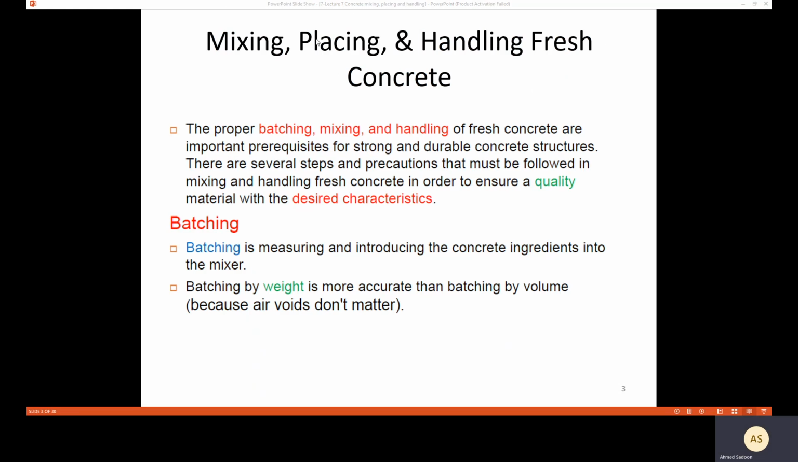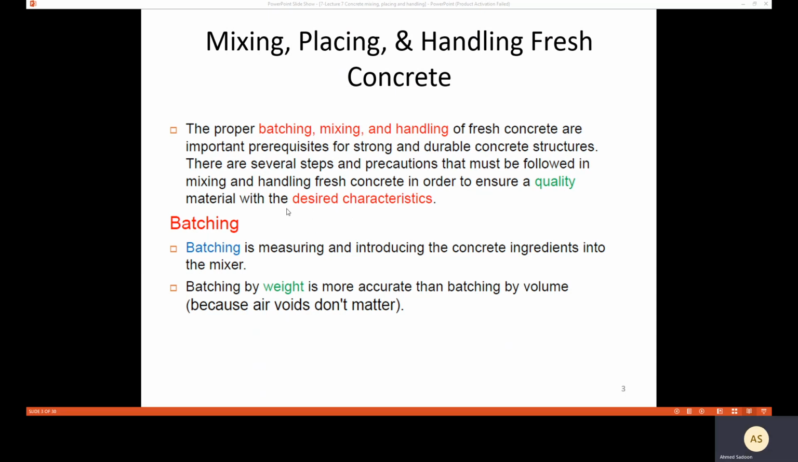So why are these processes important for us: mixing, placing, and handling of fresh concrete? Because proper batching, mixing, and handling of fresh concrete are important prerequisites for strong and durable concrete structures. There are several steps and precautions that must be followed in mixing and handling fresh concrete in order to ensure a quality material with the desired characteristics.